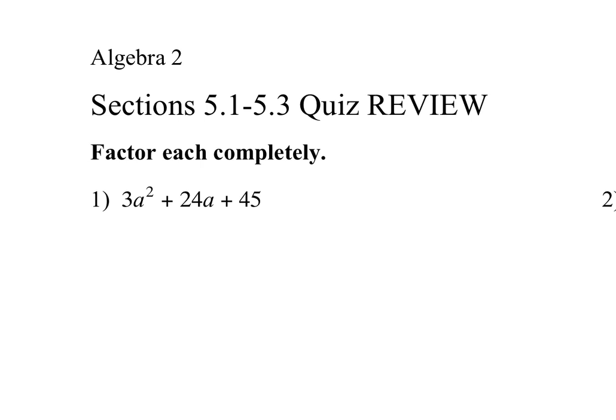So the instructions are factor completely. If you remember your little flow chart handout that you got, your first step in factoring completely is to take out a common factor, meaning it has to be in common with everything. What do you have in common with everything here? You have a 3, which means you're going to divide everything by that 3.